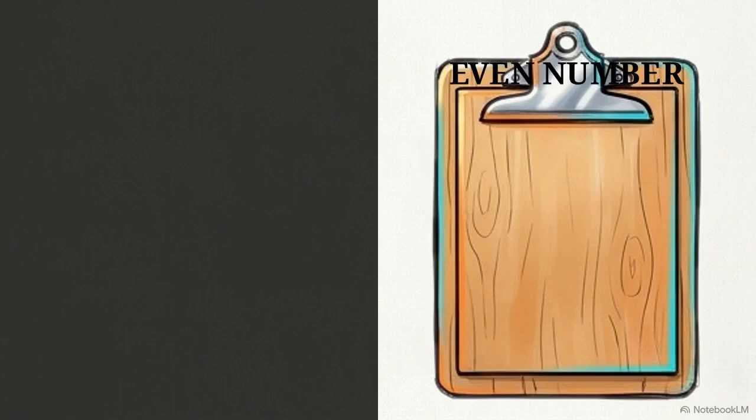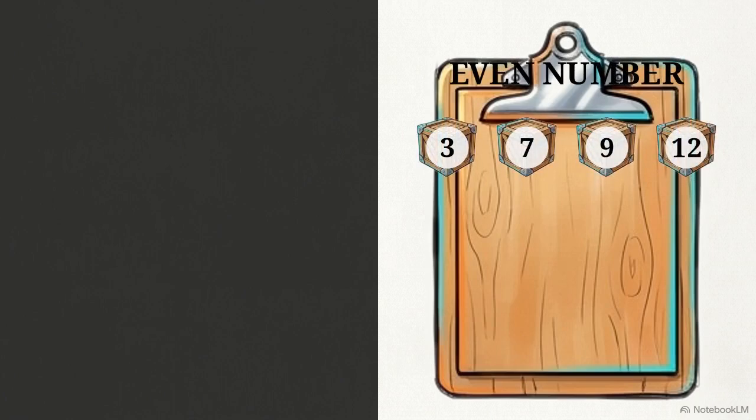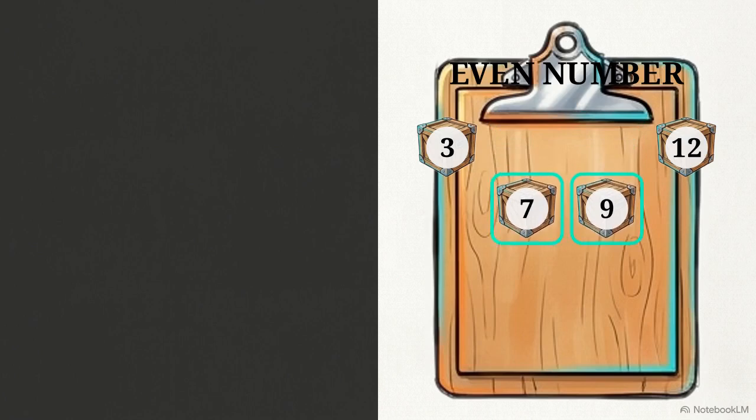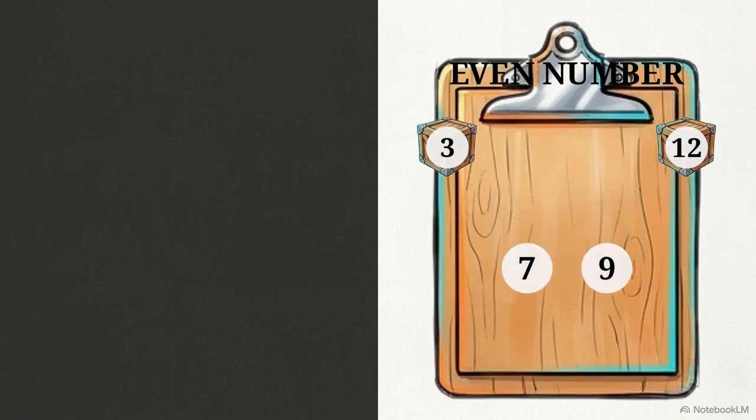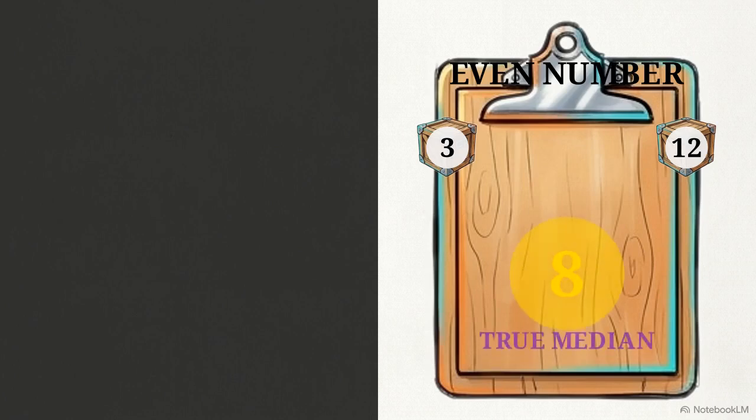But if the length modulus 2 leaves a remainder of exactly 0, the algorithm branches to handle an even number of data points. As you can see on the right side, an even dataset has no single center. The middle falls exactly between two indices, so the algorithm isolates both the 7 and the 9. Those two central values are then added together and divided by 2. The result is the true mathematical average median of the dataset.